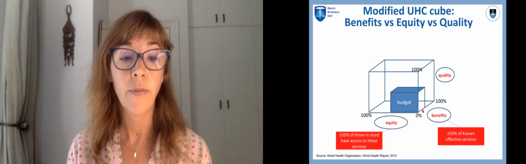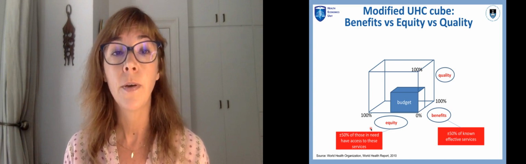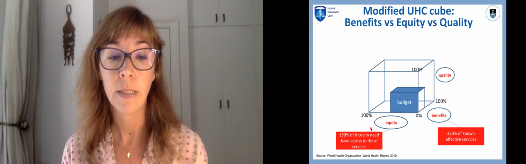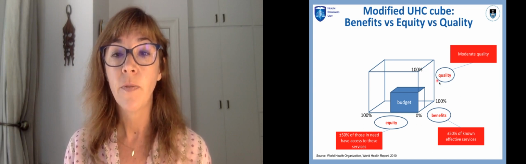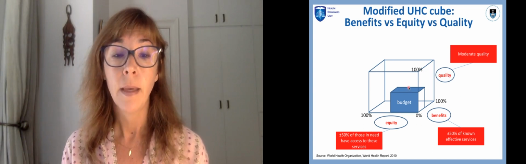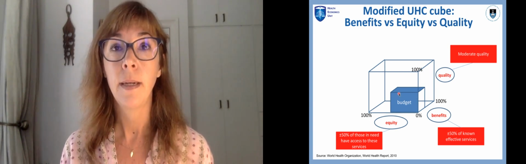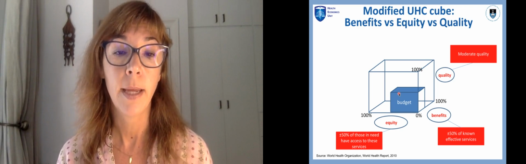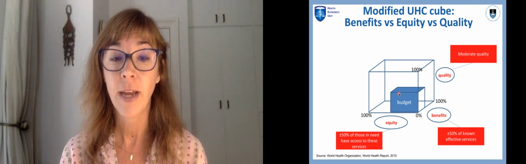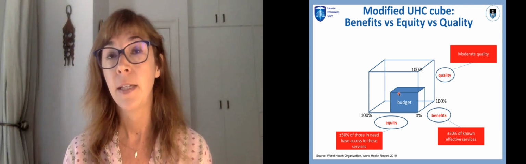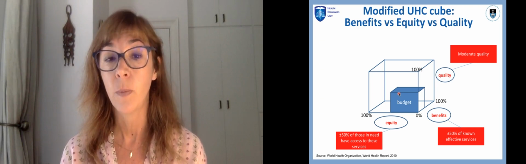Also, this health system provides those services or those benefits to about half of those who have a medical need for those services. So it's not particularly equitable. And the quality that's provided is of moderate quality. And what's important to note is that there's a particular budget available, and all health systems have budget constraints. It doesn't really matter how wealthy you are, all health systems have budget constraints to do with the amount of money that is raised predominantly through tax revenue or out-of-pocket payments or other forms of financing.